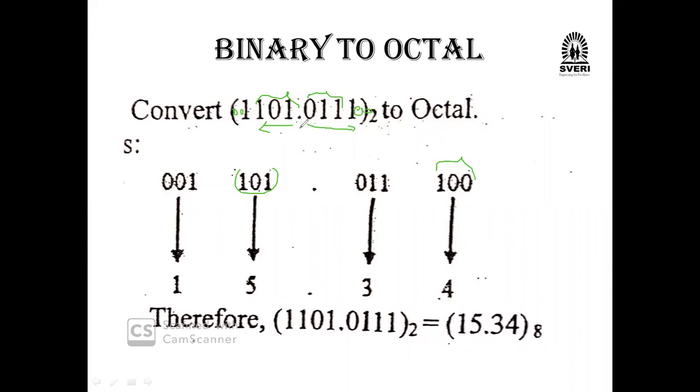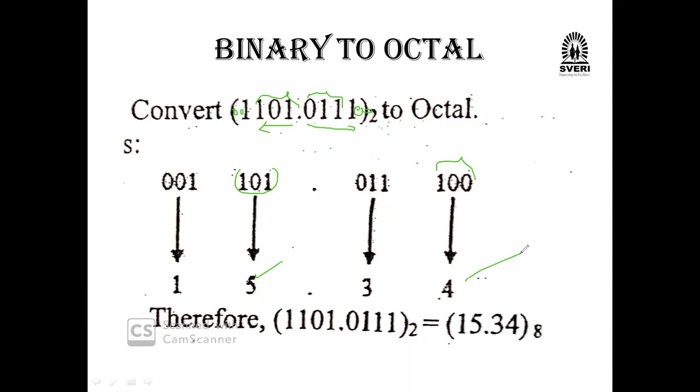Put the pointer in the middle, and start from the point, going to the left side and to the right side, considering 3 digits at a time. So 101 is nothing but 4 plus 1, which is 5. This one is 1, so 1 here. The point you keep as it is. And 011 is 2 plus 1, which is 3. And this is 4. So we can write 15.34. We have written 15.34 here.